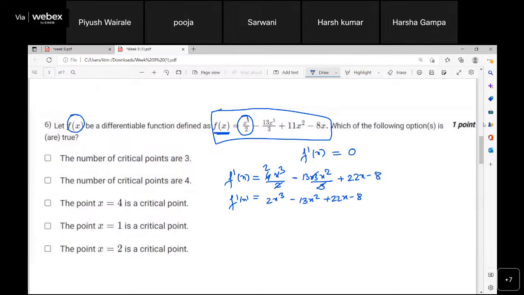Now if I want to find out the critical points, just equate it to 0. So how many roots will this equation have? The 3. Yeah, so at most it will have 3. I can say the number of critical points are 3 here, right? And what are those critical points? We have to find out the roots of this particular equation.